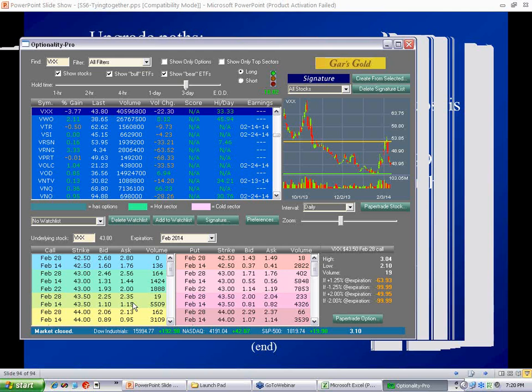And other considerations too, like how long you're going to hold it, what's your tolerance for risk, and all that sort of thing.